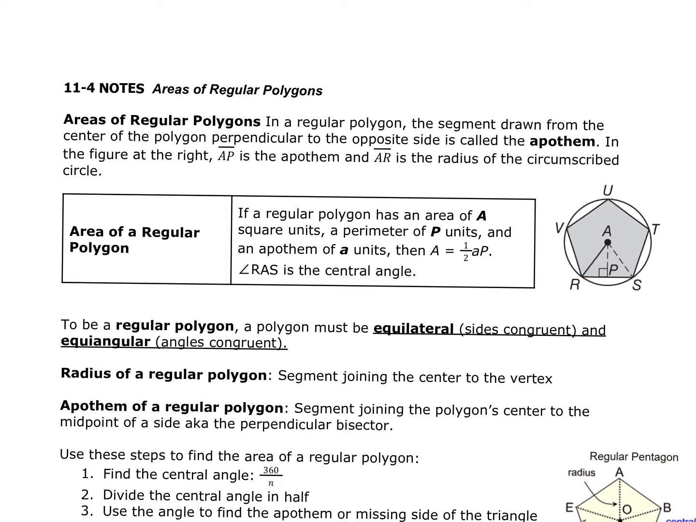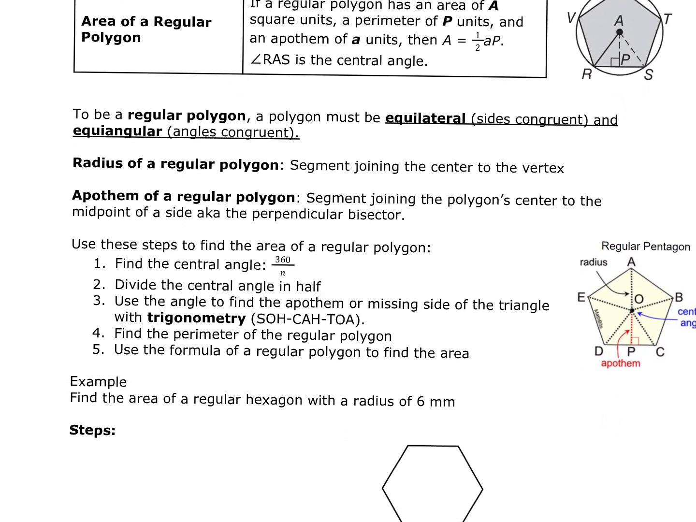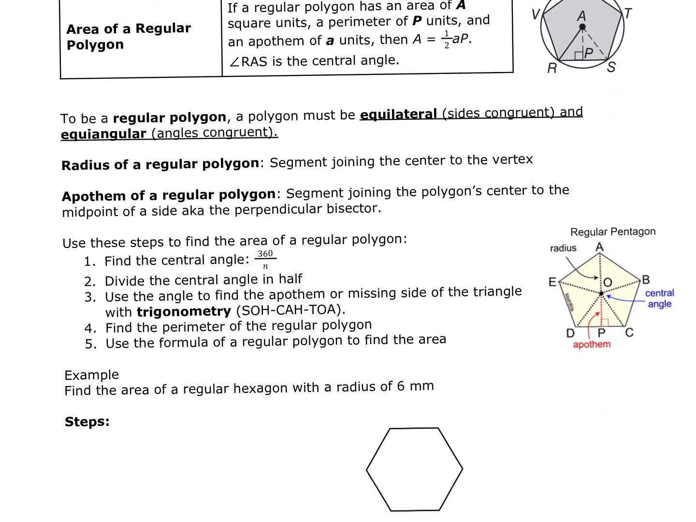Triangle ARS. AP would be the apothem and the perpendicular bisector of triangle ARS. Now, how do we use this to find the area of a regular polygon?